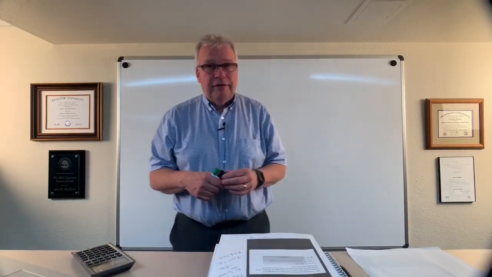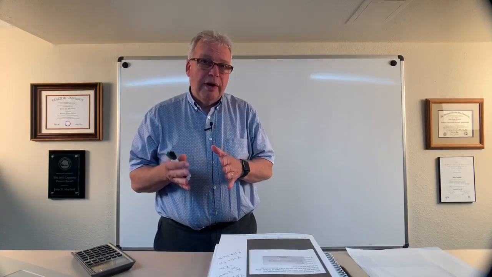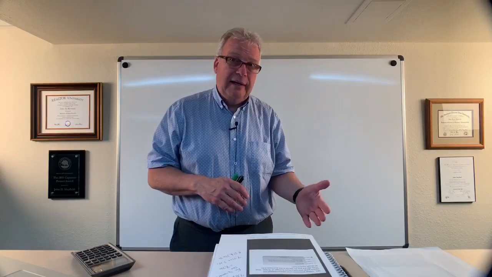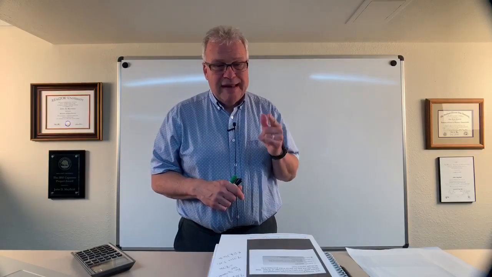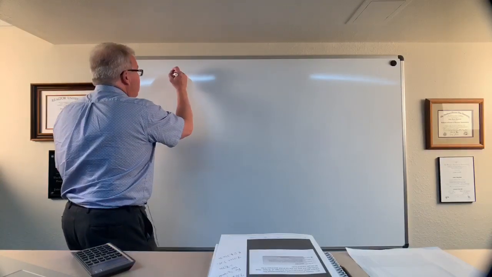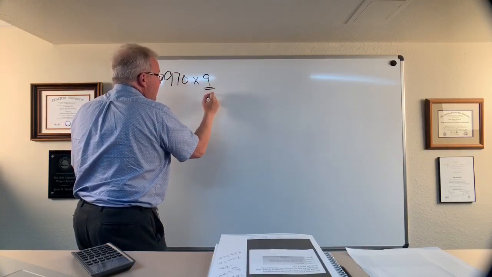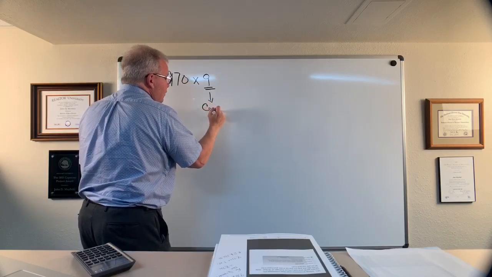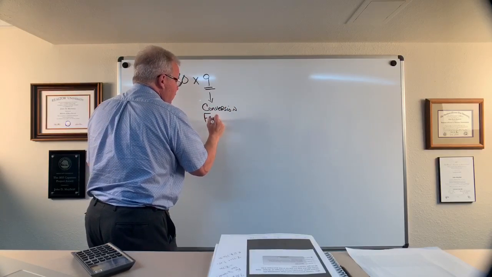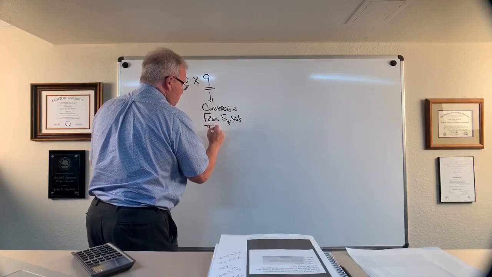Now, this is one of these things that you have to put in your memory bank, okay? To convert square yards to feet, you have to multiply times 9, okay? So if there's 970 square yards, the first step we do is take 970 times 9. 9 is the conversion from square yards to square feet.